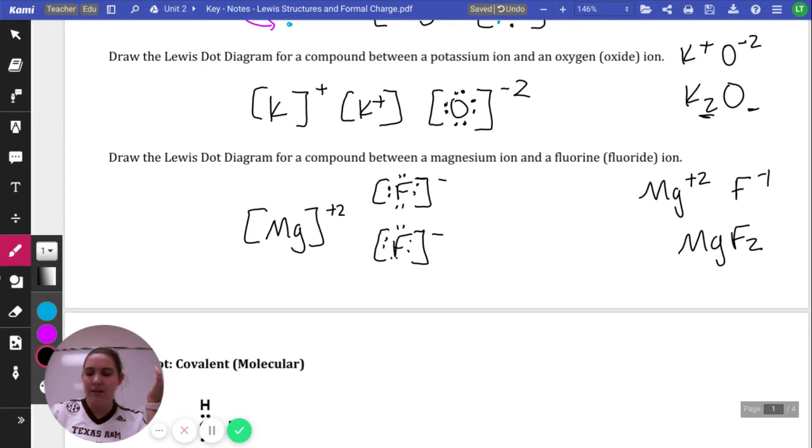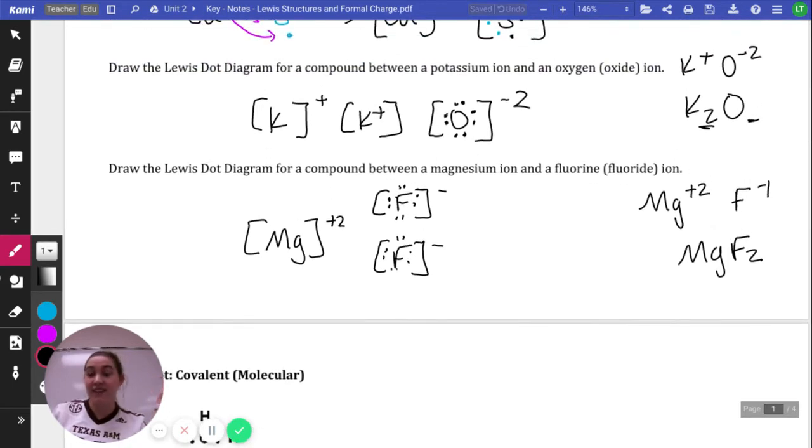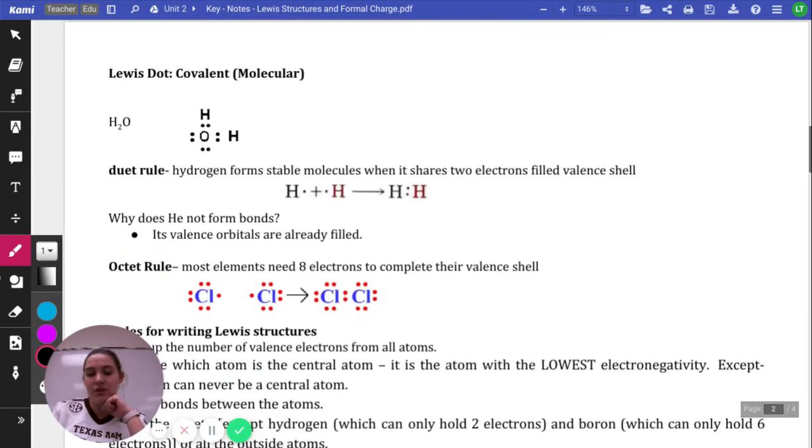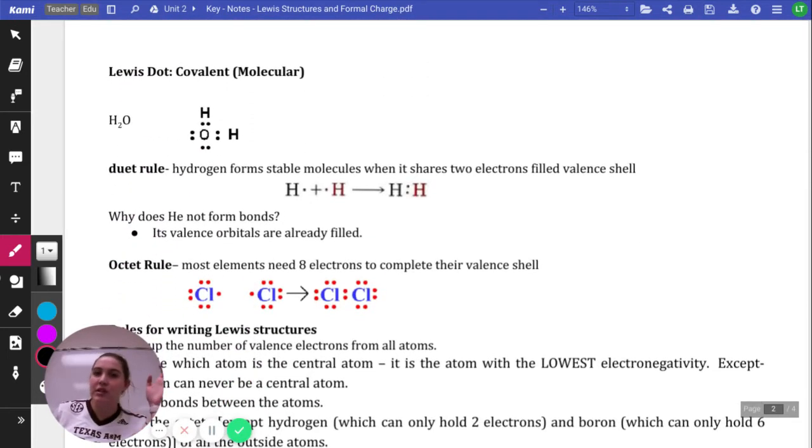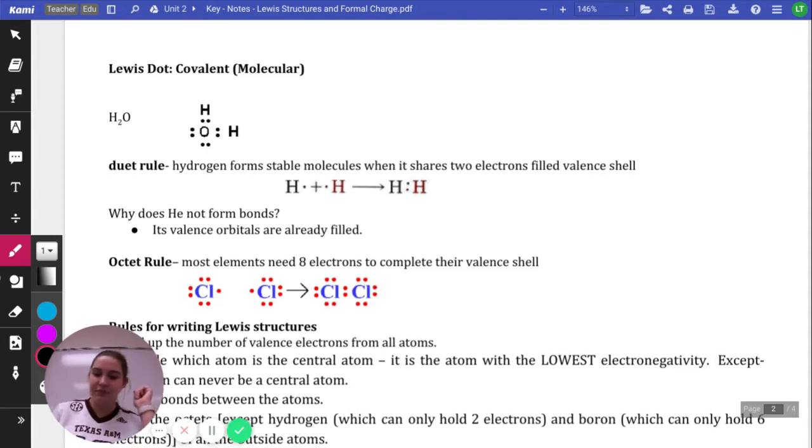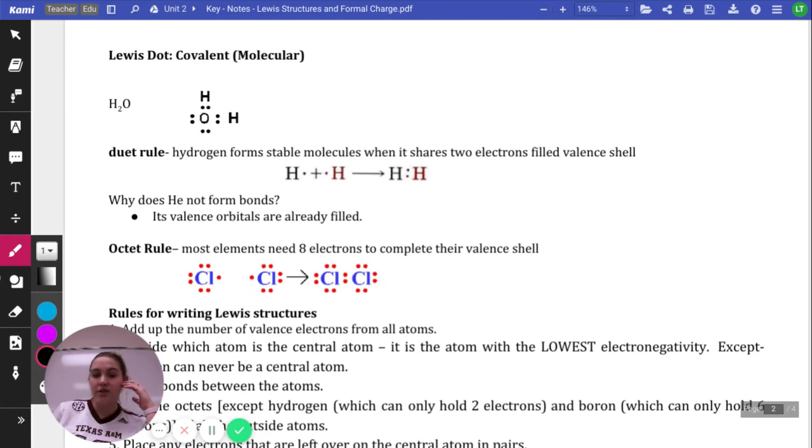And I sometimes like to write them like I did the magnesium fluoride with the 2 fluorines stacked, just because I personally feel like it looks a little less awkward, but it's fine either way. So that's ionic compound Lewis structures. All right, so now we're going to jump into covalent. And we're just going to start with the basics in this video, and we'll jump into the harder problems in our next few videos. Okay, so Lewis dot structures of a covalent molecule.